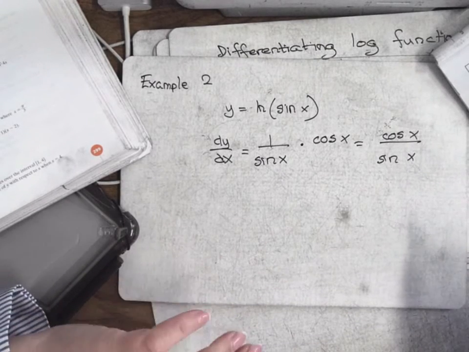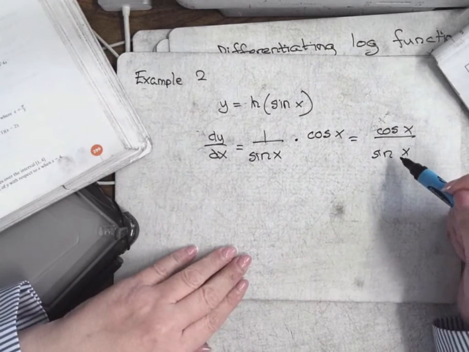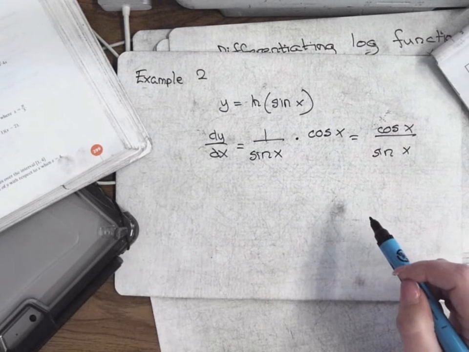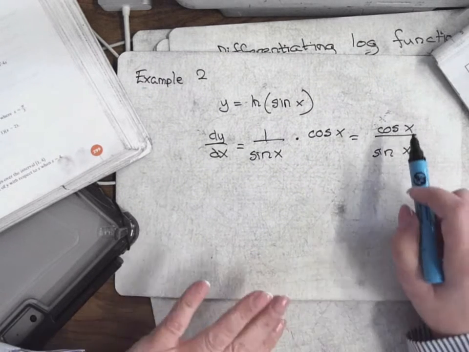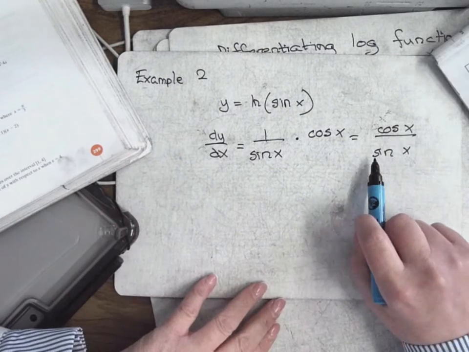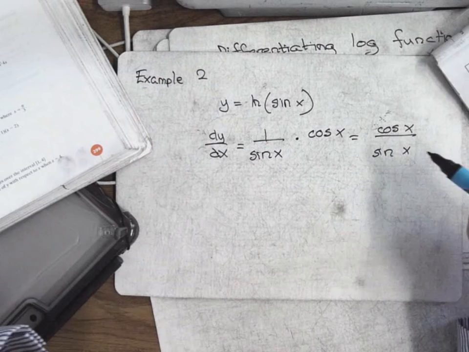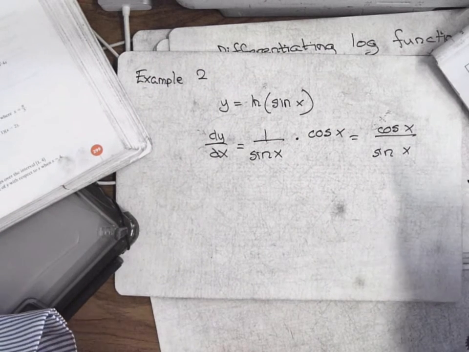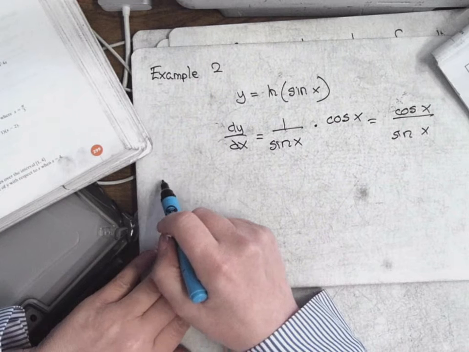Okay? You can't cancel the x's, because that's not x, that's cos of x and sine of x. So if you cancel the x's, you're just left with two words over each other, which doesn't make sense. Okay? Right, example 3.